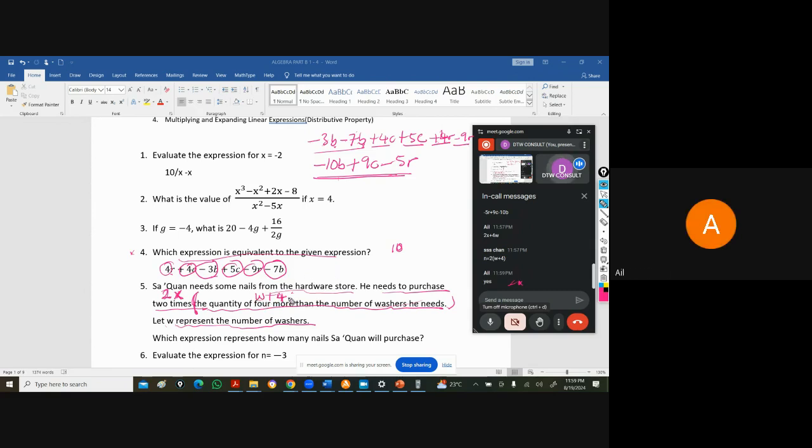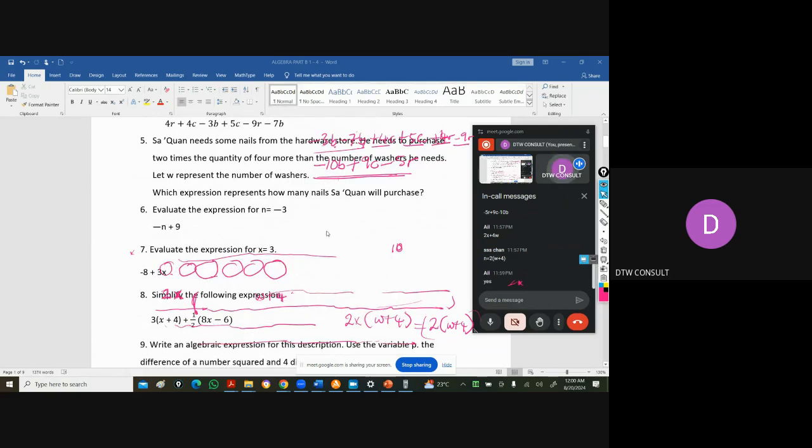So this is W plus 4. So we're now finally going to do 2 times in parentheses W plus 4. So the expression will finally be what? 2 in parentheses W plus 4. Okay, so that will be the expression that represents how many nails San Juan will purchase. So this is the expression: 2 in parentheses W plus 4. Sikra, I hope you understand that. You understood? Yeah. Good job.